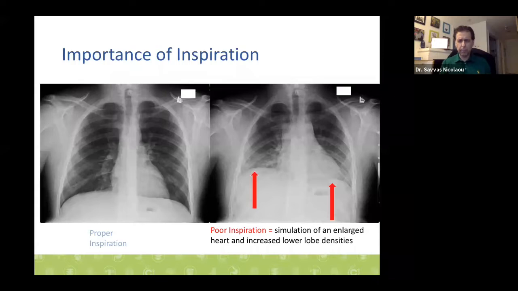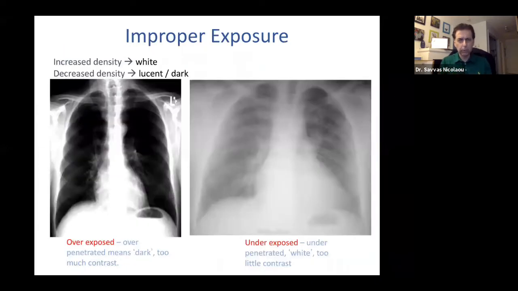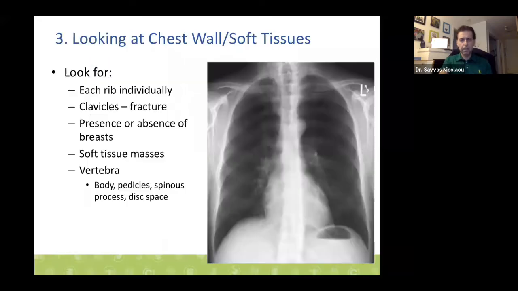The way we talk about proper inspiration is count your ribs anteriorly or posteriorly, and the level at which the diaphragm intersects the posterior 10th or anterior right 6th rib indicates a good inspired radiograph. What about exposure? Too much X-ray beam makes your lungs all dark. You can't see the vessels. It's basically a non-diagnostic examination. If you don't use enough X-ray, enough juice, you get too much of a white film. That also can signify pathology that you're dealing with, pulmonary edema.